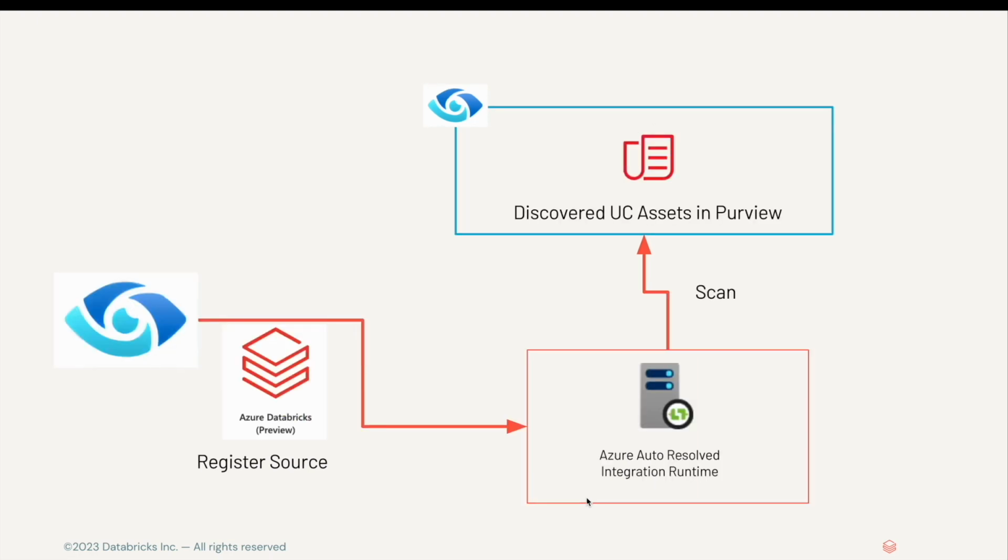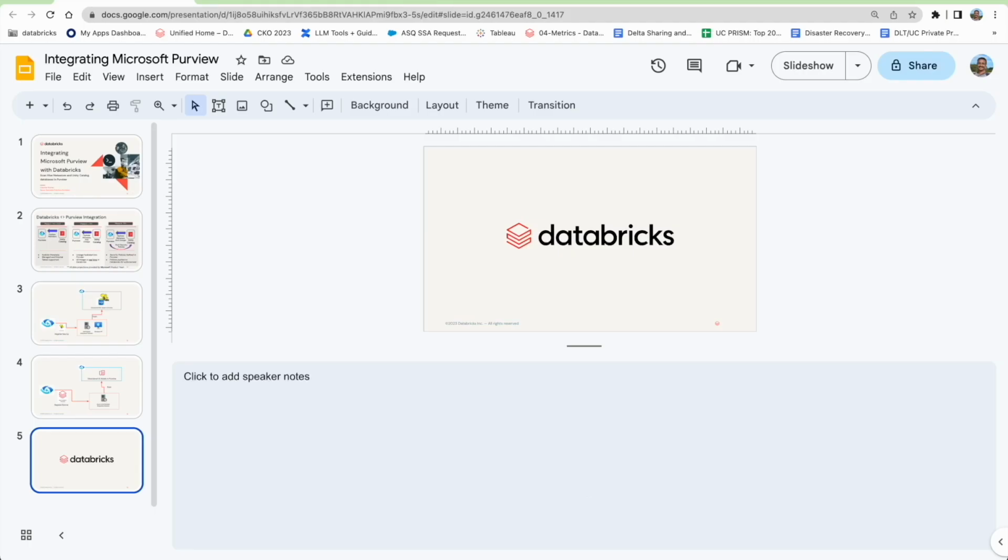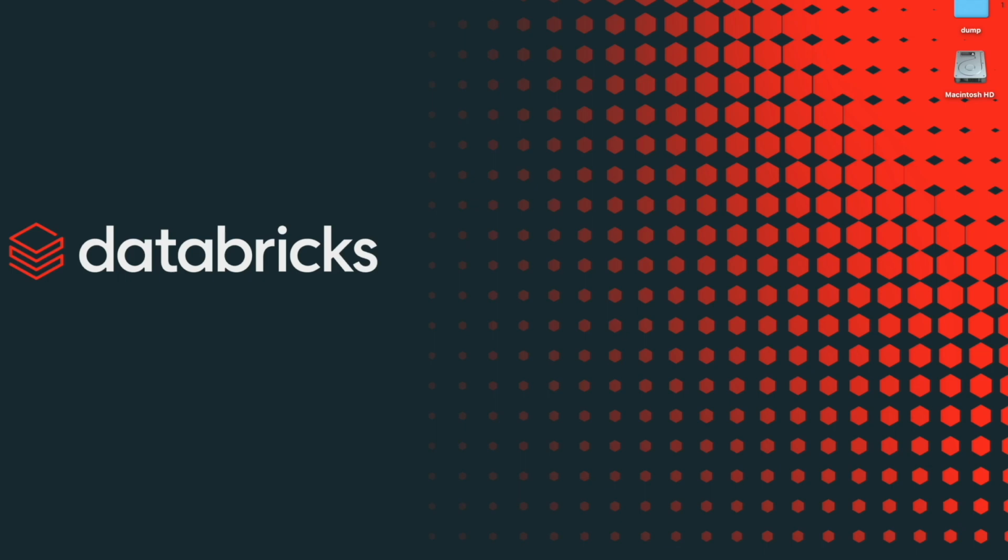For scanning Unity Catalog, you have to register a source as Databricks. Currently, as of recording this video, it is in private preview. You fill up the details so that Purview can connect to UC and discover the data assets. For UC scanning, you don't really need to set up a self-hosted integration runtime, but Azure provides an auto-resolve integration runtime. With that, let's now take a look at how the setup is done.